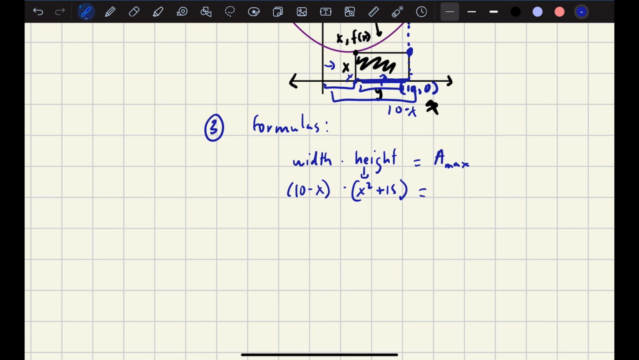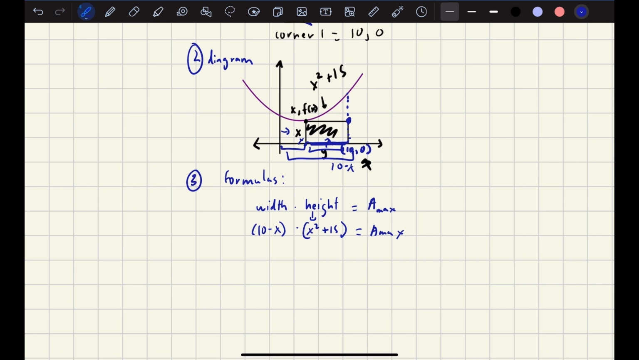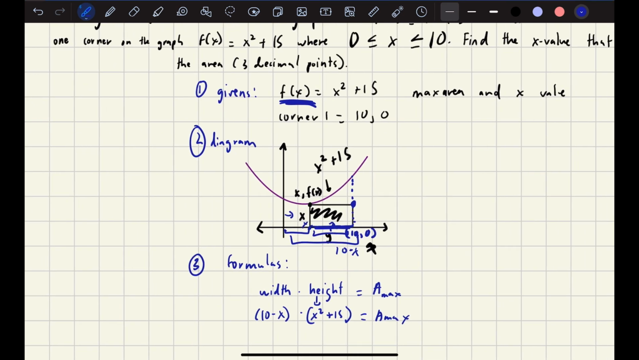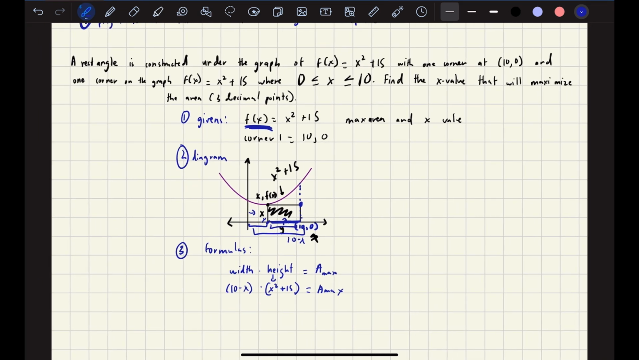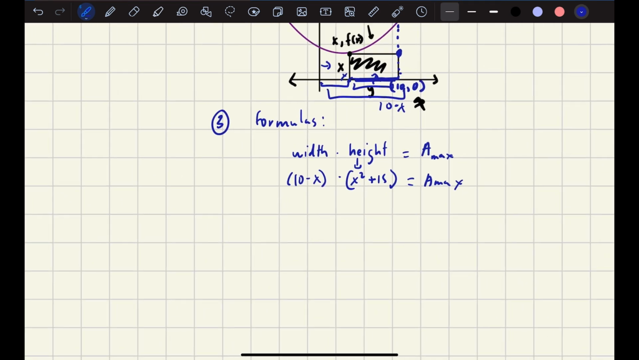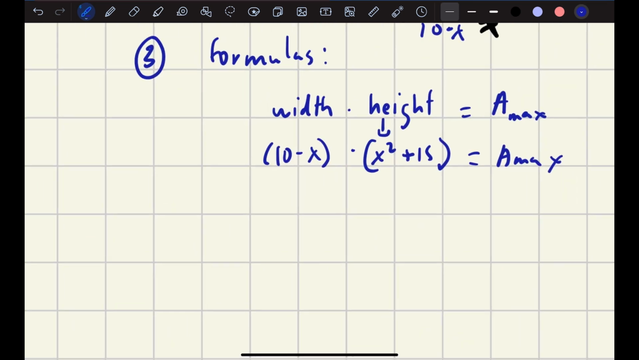And now we know what the area max is, right? So this diagram actually really helped us out a lot. The whole complex part of this was visualizing this and figuring out what our width and our height was. So now we can rearrange. And in this case, since both of these are our x values, we don't have to rearrange or solve for one variable. We can just expand this out.